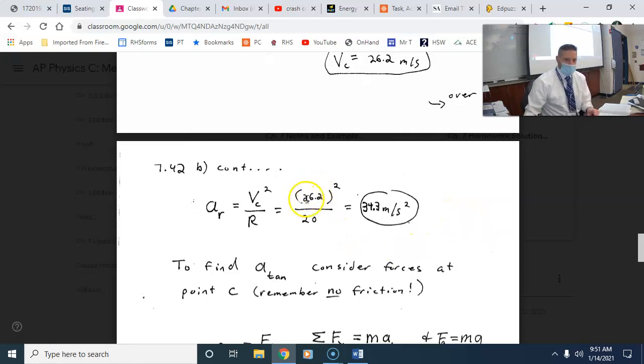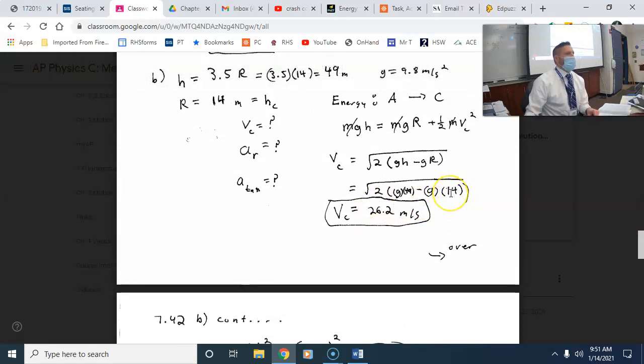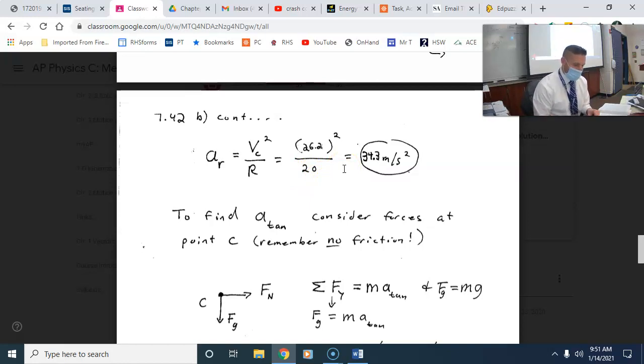Okay, yeah, so that 26.2 is still good, because you could see up here I used 14 for R, right? For whatever reason in this step I plugged in 20, and that's what the old book used to have. So that should be 14 right there. Squaring that 26.2 and dividing by 14, the answer should be around 49 meters per second squared. Let's make a note of that. I'm going to write that down to fix. Maybe I'll remember to this year.